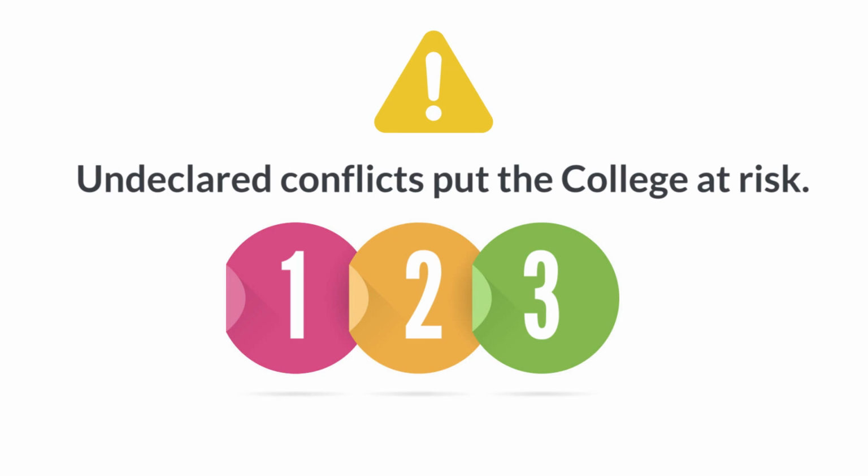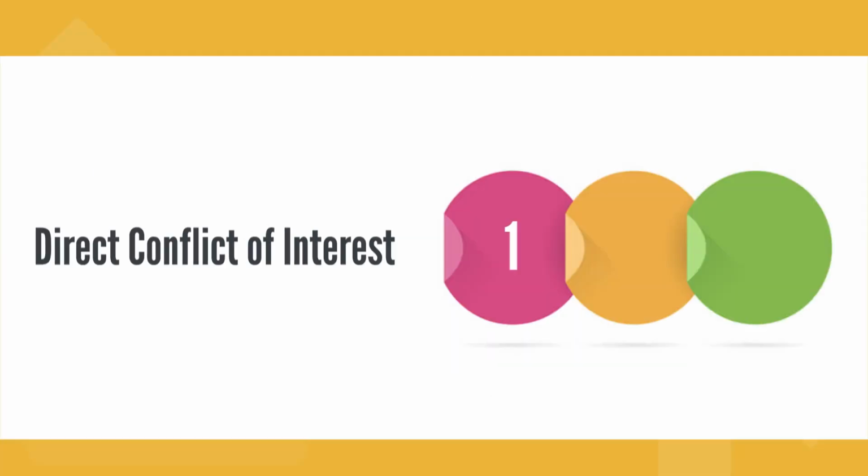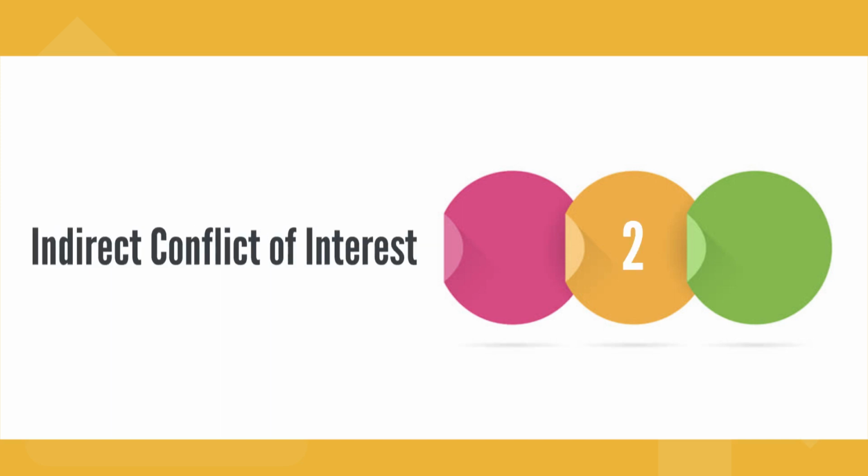There are 3 types of conflict of interest to manage. A direct conflict of interest is when a council or committee member stands to gain or lose money or goods personally because of a decision made by the college. An indirect conflict of interest is when the conflict is one step removed from a council or committee member and the loss or gain would affect family, friends, or colleagues.